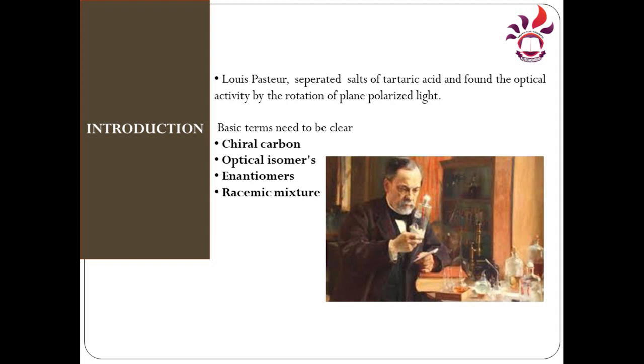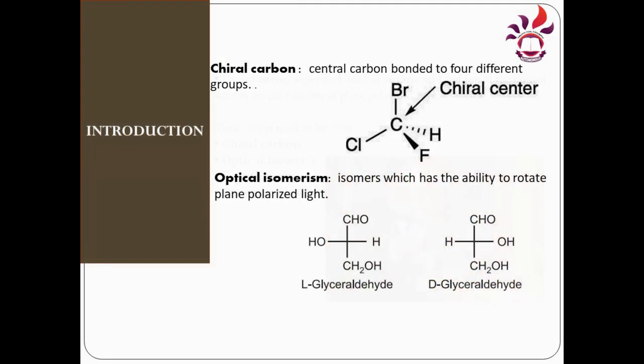Basic terms need to be cleared. One is chiral carbon, the second is optical isomerism, the third is enantiomers, and the fourth is racemic mixture. Chiral carbon: a carbon bonded to four different groups is called a chiral carbon. For example, a carbon bonded to bromine, chlorine, fluorine, and hydrogen is called a chiral carbon. Explanation: in Greek, chiral means hand. Mirror images of a hand are not superimposable, like the mirror images of the compound are not superimposable.